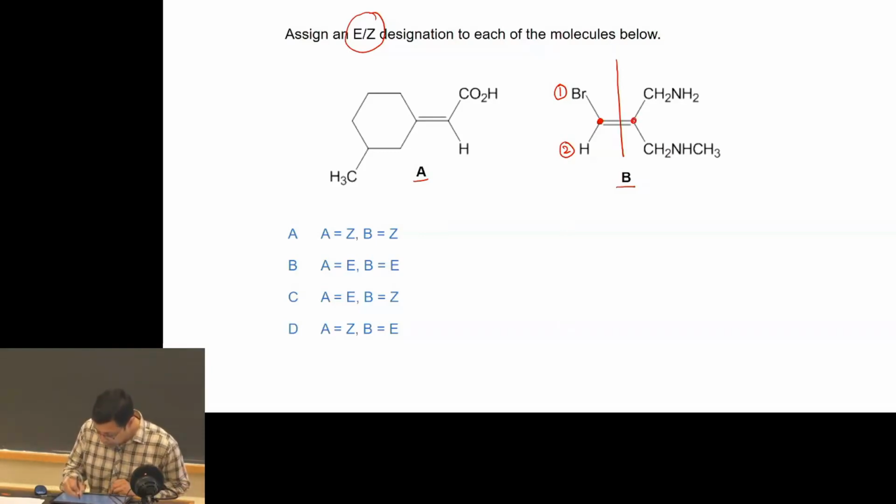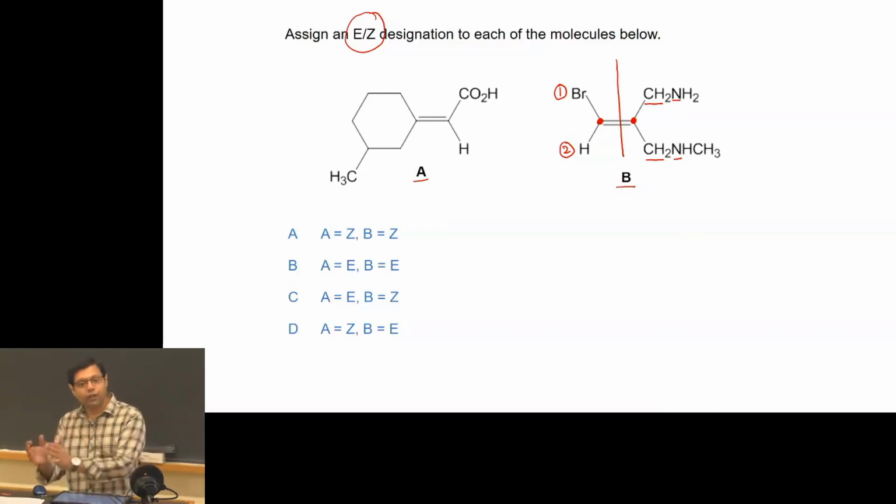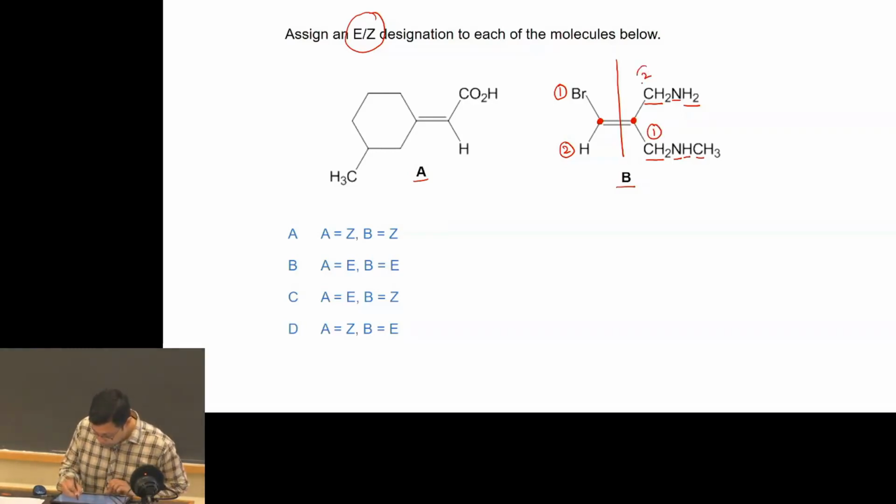Bromine has higher atomic number, so it gets priority 1, hydrogen priority 2. Let's now take a look at this carbon. First, you have a CH2 attached, here too a CH2 attached. Then you have a nitrogen, here too nitrogen. So far there's no point of difference. I cannot assign priorities yet. So go further along the chain. Here you have two hydrogens, you have one hydrogen and a carbon. Hydrogen and a carbon gets higher priority than two hydrogens. So this would be priority 1, this would be priority 2.